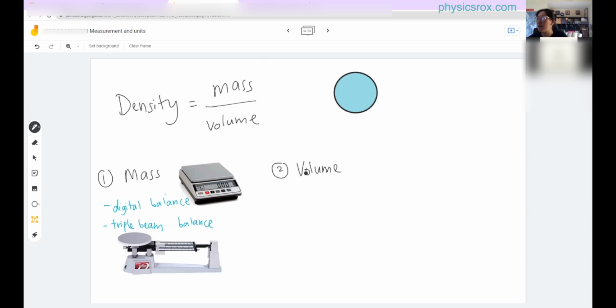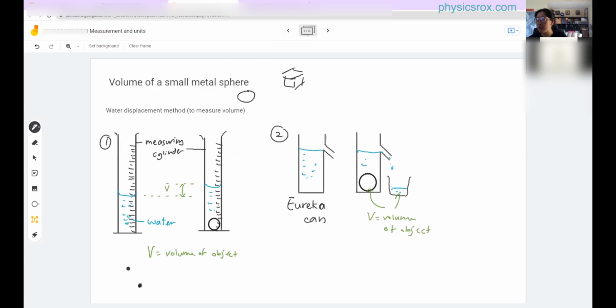Okay, if you want to measure the volume of the ball, we use the water displacement method. You remember this method? Oh, by the way, this one has another name besides Eureka Can. Double check your book. In your syllabus, sometimes they call it a displacement can because it's the water displacement method. If you want to determine the volume of an object, like a ball, which is difficult to measure, you use the water displacement method. You put it into the measuring cylinder and then you see the difference in the volume. That volume is equal to the volume of the object.